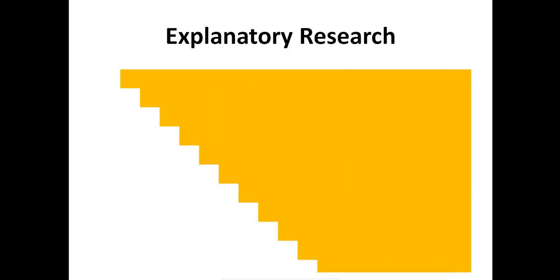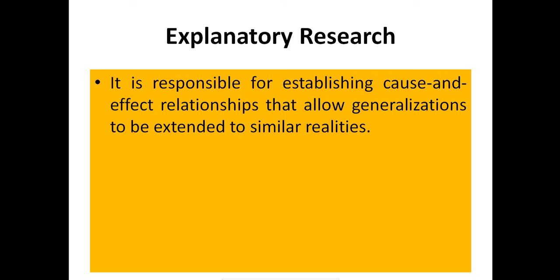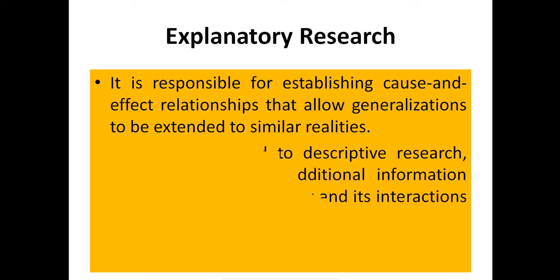Then the next type of research is explanatory research, and this is also called cause and effect relationship. Okay, so why are particular things happening and particular things not happening? This cause and effect relationship is being explained by explanatory research. So it is responsible for establishing cause and effect relationships that allow generalizations to be extended to similar realities. That is explanatory research.